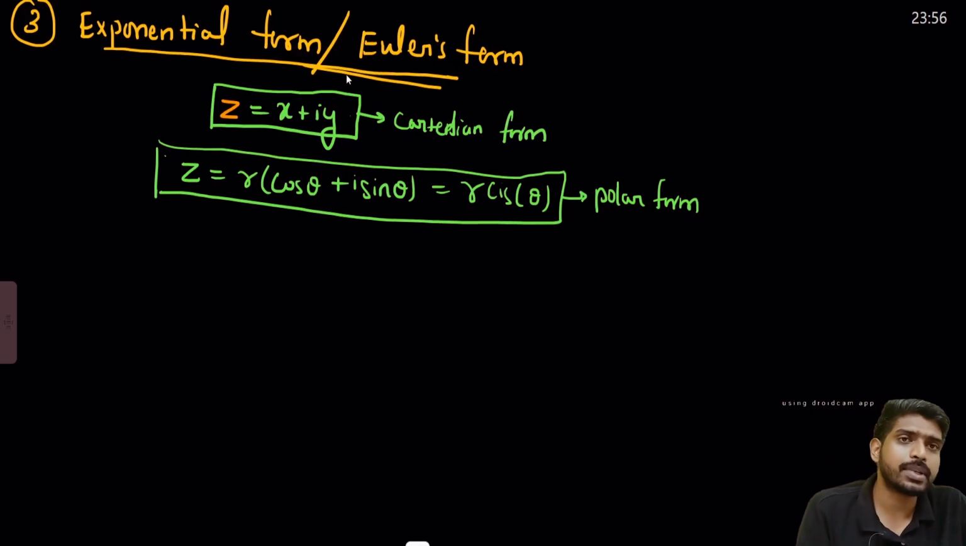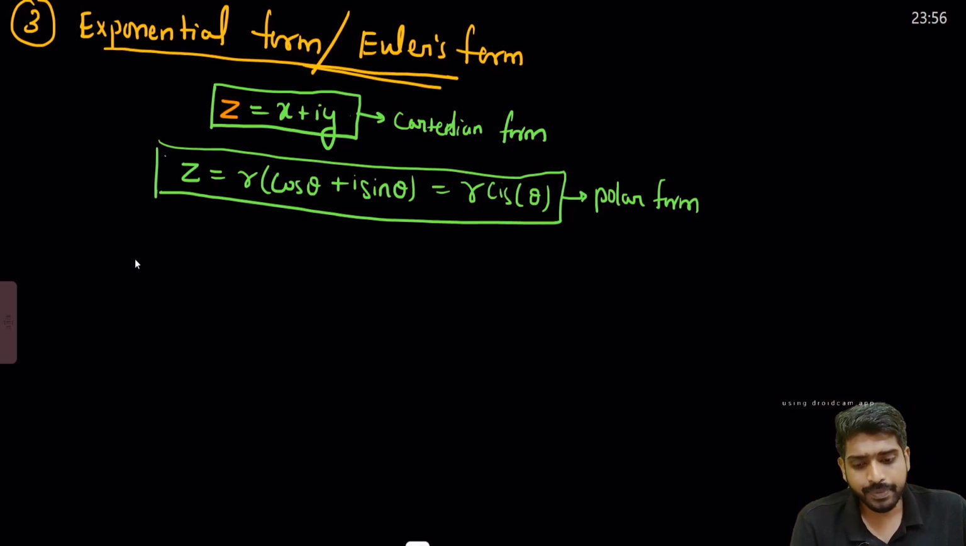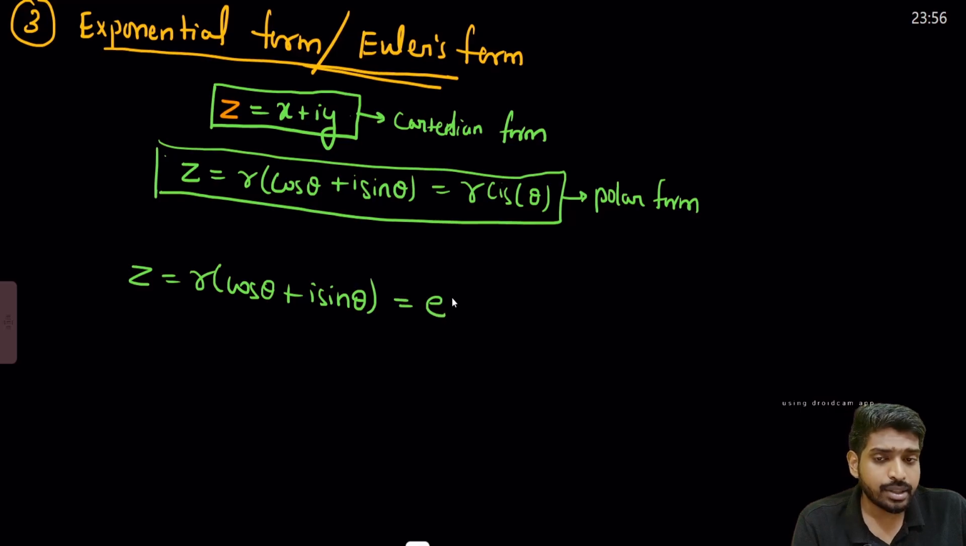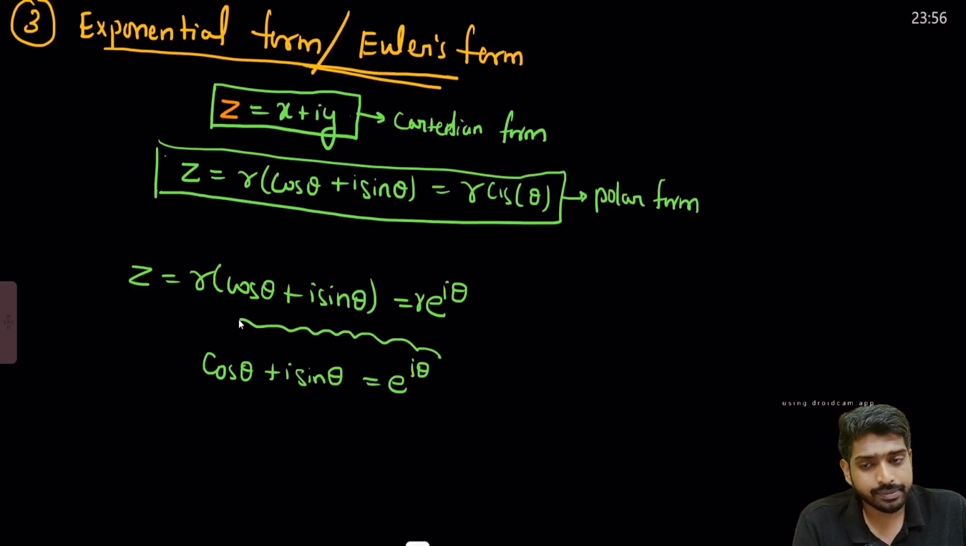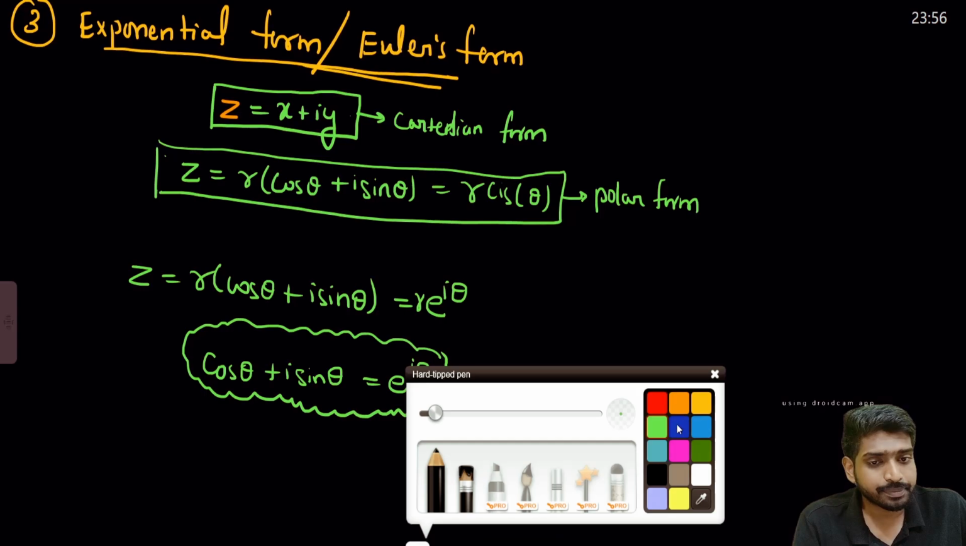Now we'll learn how to represent in Euler's form. In Euler's form, we can represent the complex number z is equal to r cos theta plus iota sin theta as r e to the power iota theta. Basically what we are doing, we are writing cos theta plus iota sin theta as e to the power iota theta. Generally we are writing cos theta plus iota sin theta as e to the power iota theta.